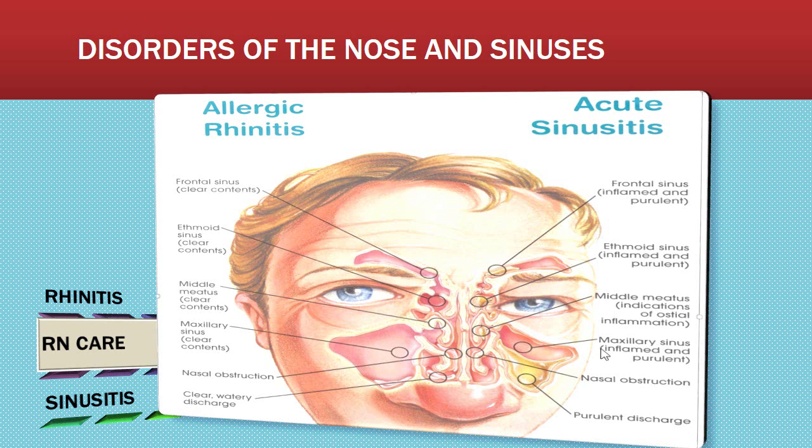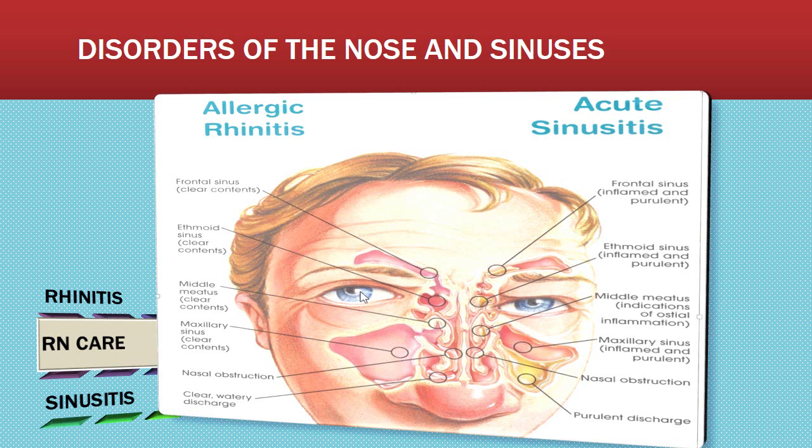So when you're seeing purulent drainage or this yellow crud, then the patient is probably going to require antibiotic therapy. When it's clear, like in allergic rhinitis, they would not need an antibiotic. Okay? Or an antibiotic may be indicated if they have not had any response from just regular decongestant therapy.